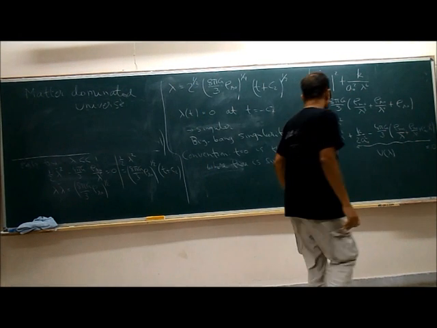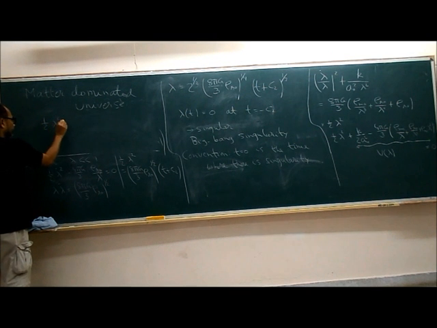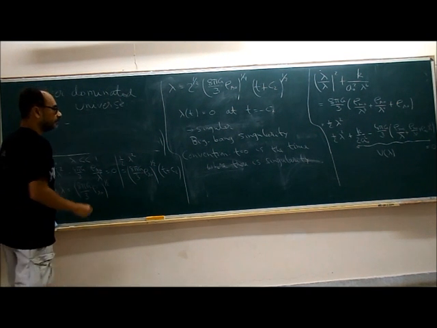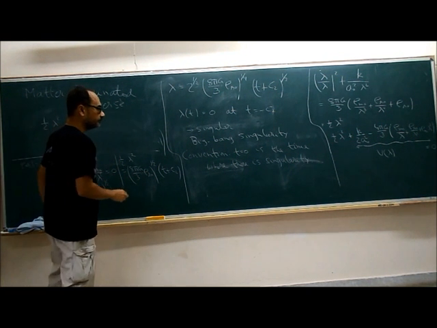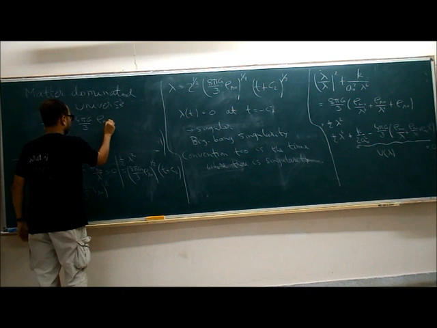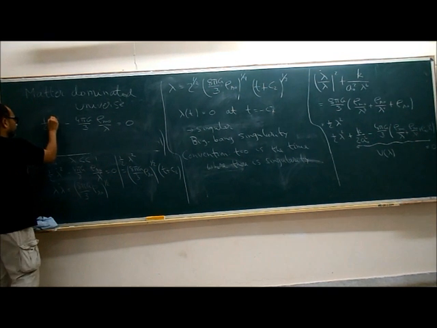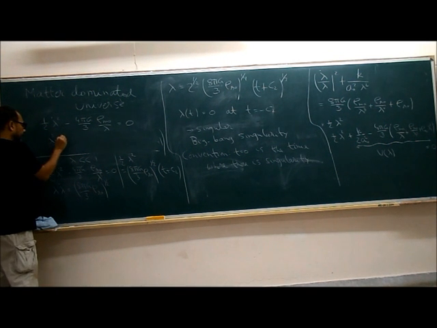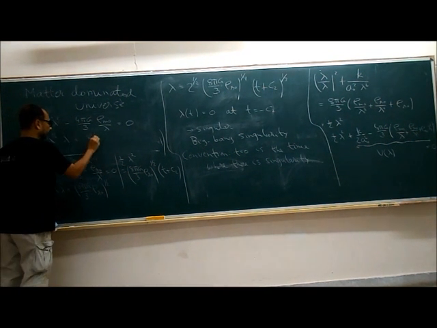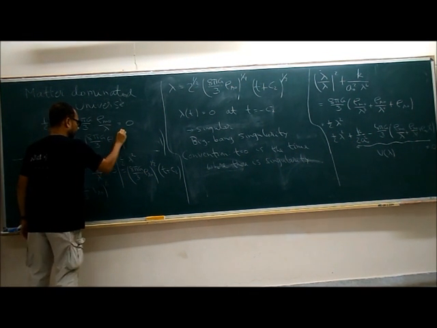So the matter dominated universe will involve half lambda dot squared minus 4 pi G over 3 rho naught over lambda. Again, multiplying and taking the square root, we get lambda to the half lambda dot is equal to 8 pi G over 3 rho m naught to the half.